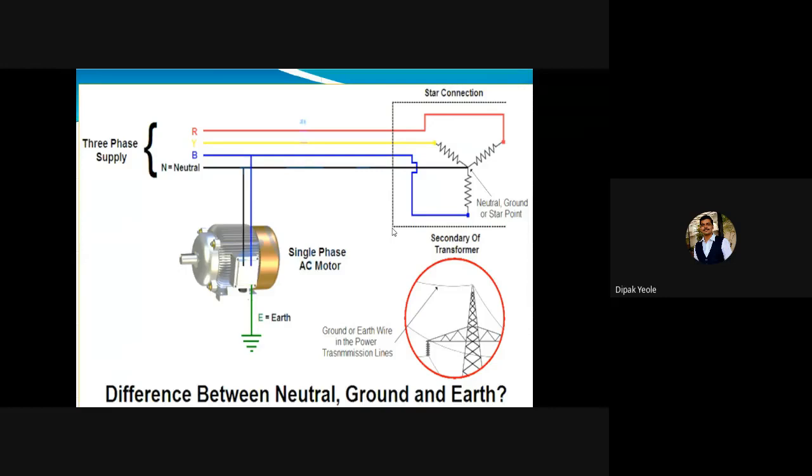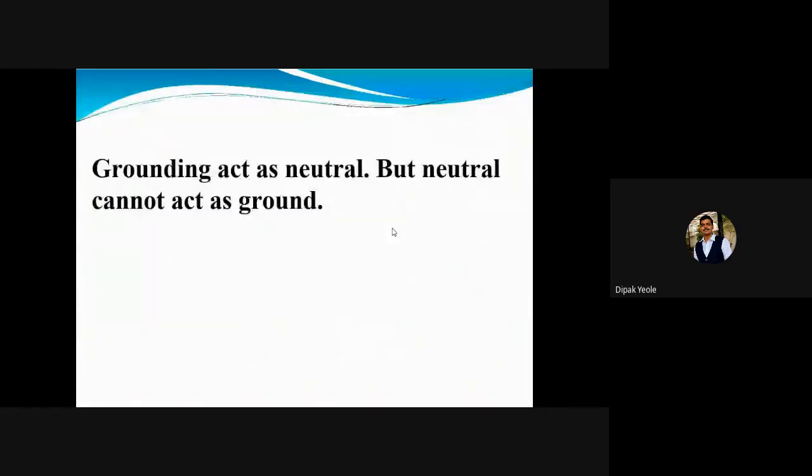Yes, now from this diagram I have to make one conclusion. What is the conclusion? Grounding acts as neutral, but neutral cannot act as ground. Yes, so you can use the notation also. Let's say we are using a grounding. We can use this grounding as the neutral. So this is one way, but we cannot use the neutral as a grounding.